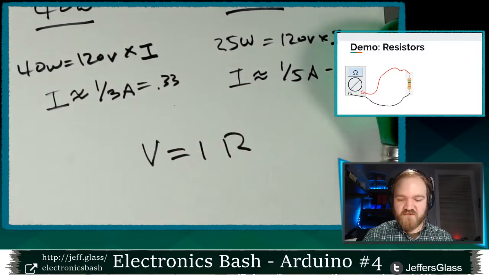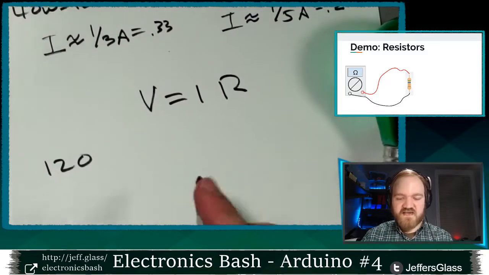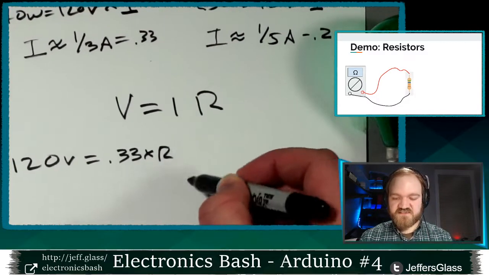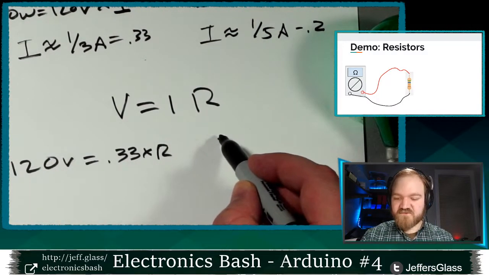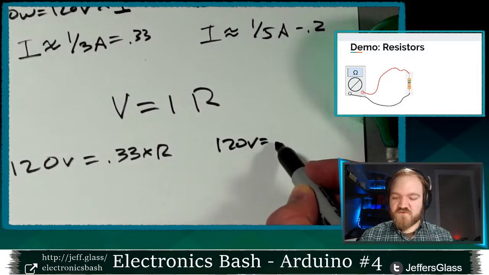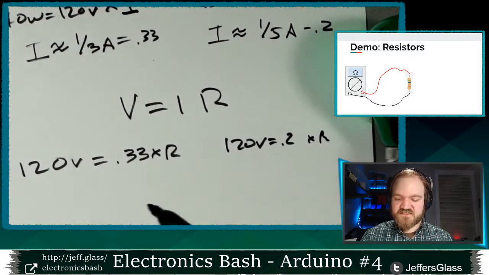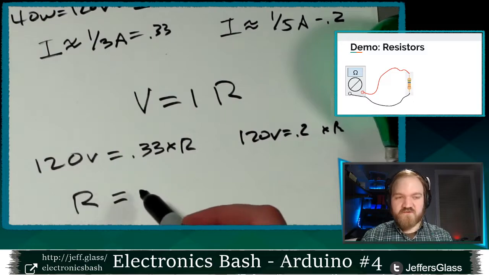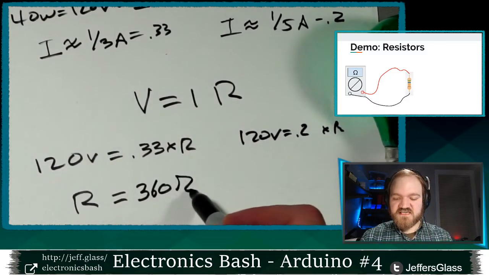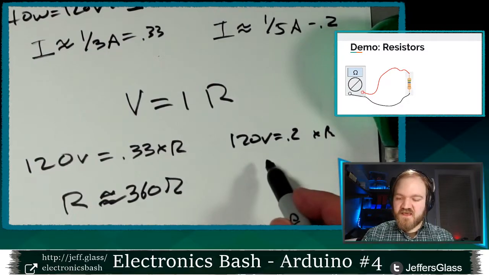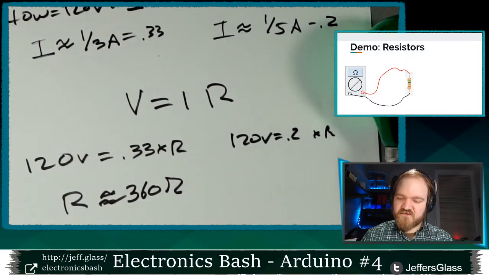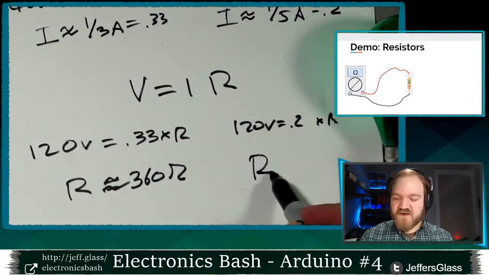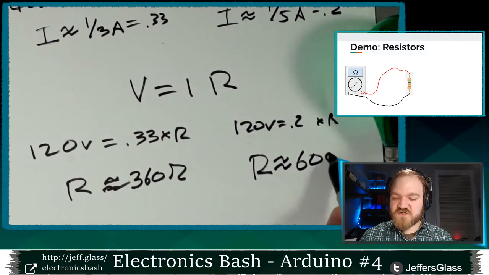In the case of our 40 watt bulb, we have 120 volts equals 0.33 amps times its resistance. And on the 25 watt bulb, very similar, I have 120 volts equals 0.2 amps times its resistance. So in this case, if I divide that through, I get that the resistance of my 40 watt bulb is about 360 ohms or so. Did I do that right? I think that's right, yeah. And if I divide both these sides by 0.2 here, my resistance is going to be about 600 ohms, right?